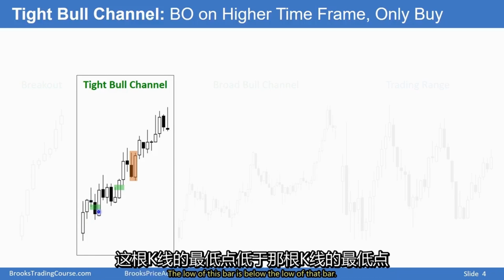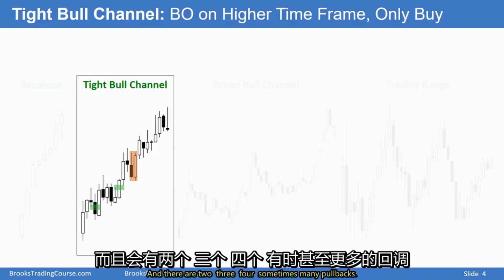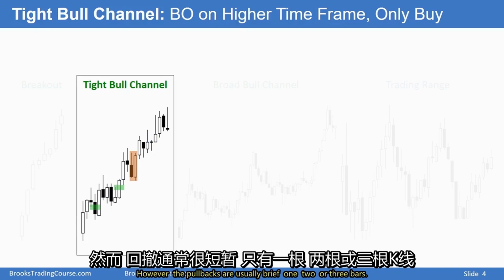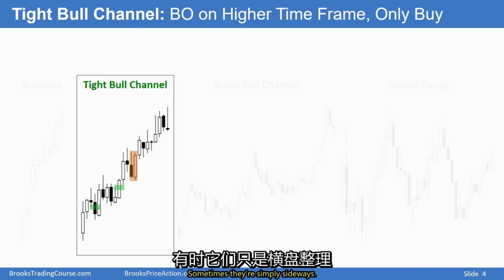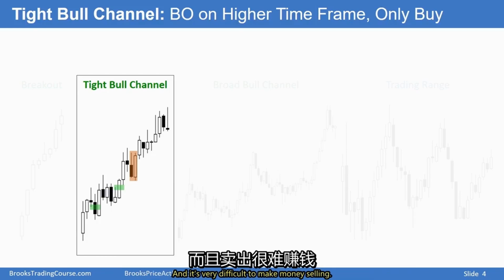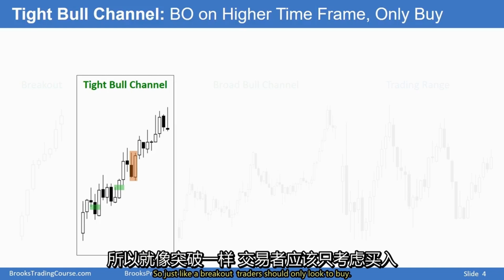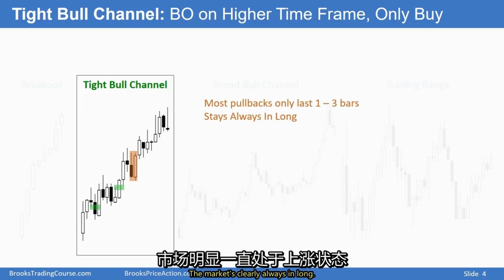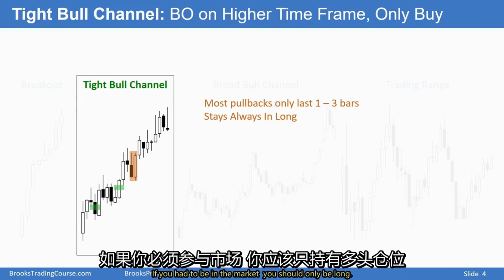The low of this bar is below the low of that bar, and there are 2, 3, 4, sometimes many pullbacks. However, the pullbacks are usually brief, 1, 2, or 3 bars. Sometimes they're simply sideways, and it's very difficult to make money selling. So just like a breakout, traders should only look to buy. The market's clearly always in long. If you had to be in the market, you should only be long.